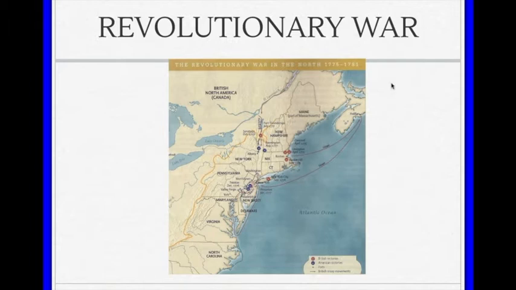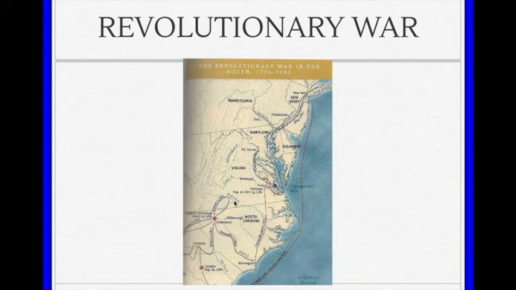A couple of key battles during the Revolutionary War included Trenton and Saratoga, which was a turning point of the war, because this is where the American colonists severely hurt the British with the help of the French. And then there was Valley Forge, which was basically the beginning of the end of the Revolutionary War. There were also battles fought in the South, such as Yorktown.